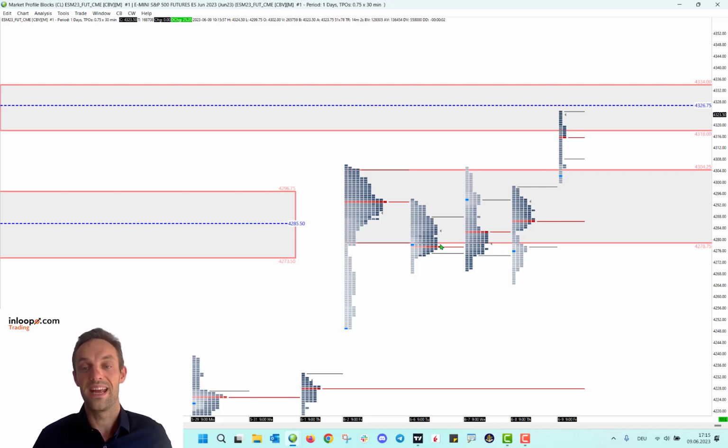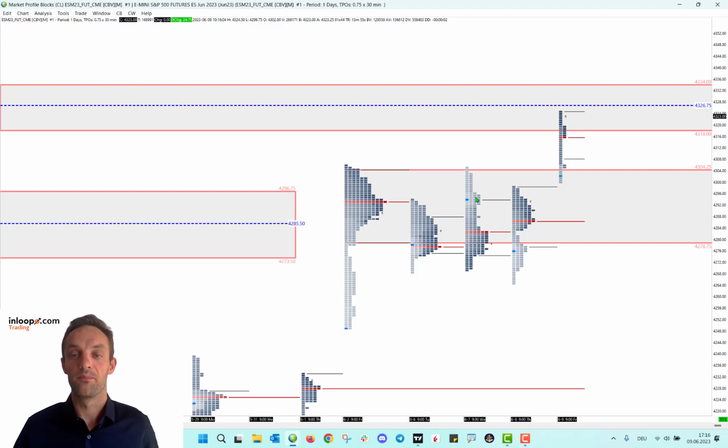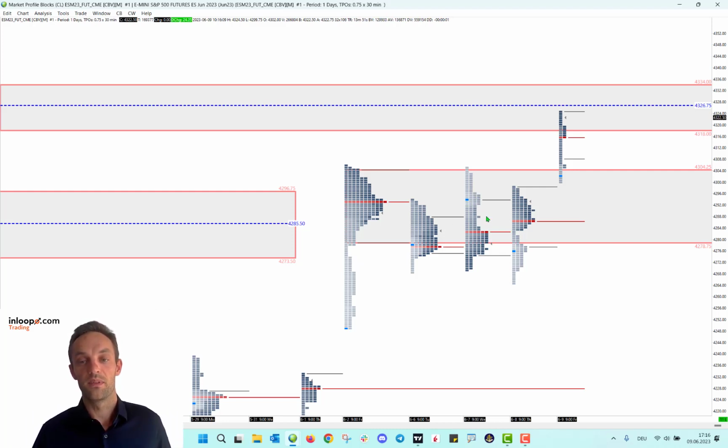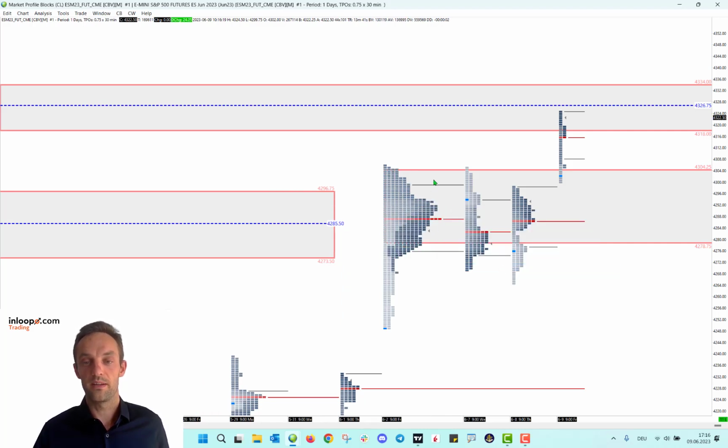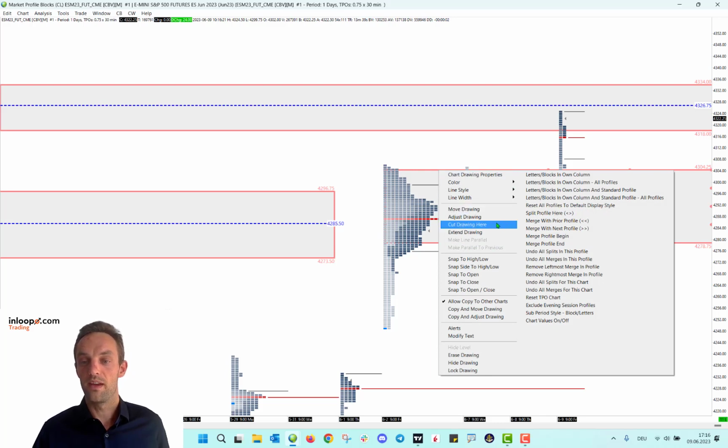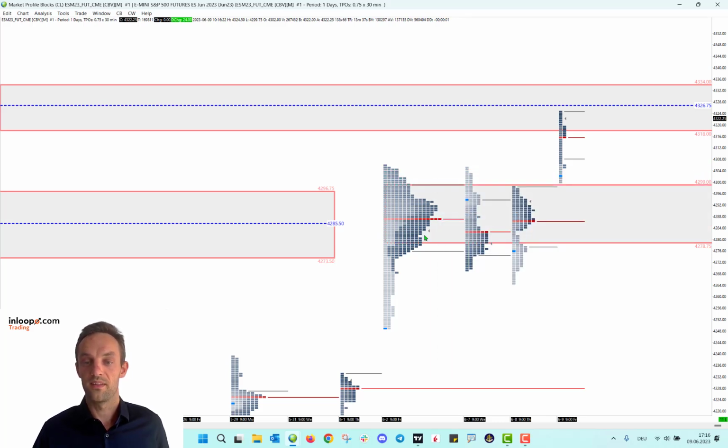But on the next day it failed. Market opened right here in the middle. So let's draw the support and resistance lines for this day. For this, I would merge again these two composites, merge with next profile. And of course also here we have to adjust these things again to the standard deviation, the 70% of the transacted time.